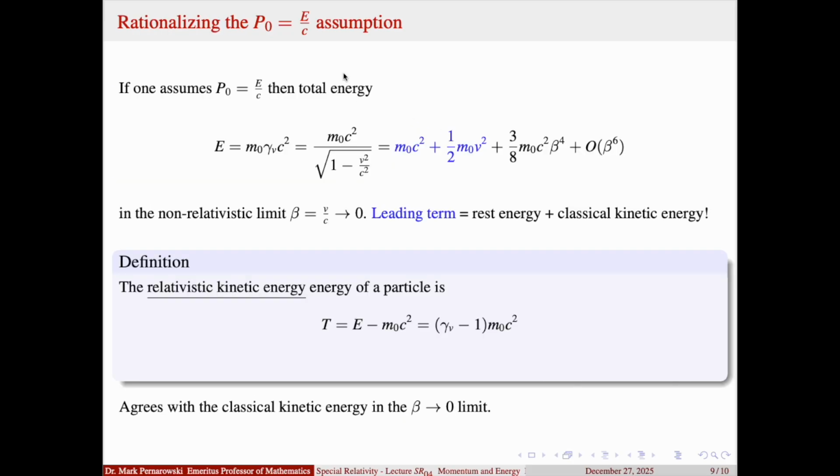So if you do that, we know that if we make that assumption, we get this expression for the energy. It's this thing here. And if I put in that gamma factor, it's this square root of 1 minus v squared over c squared on the bottom. Well, we hope that this expression is true when the velocities are low.